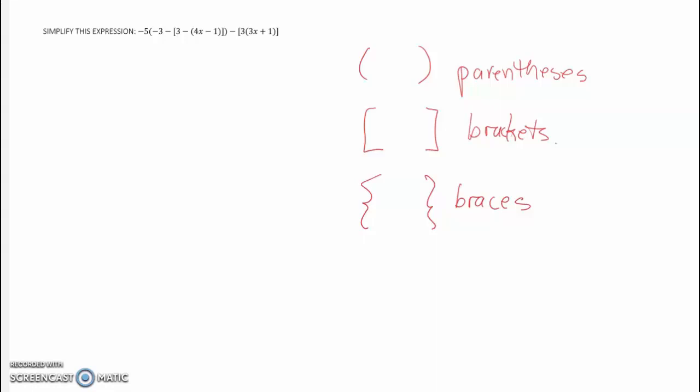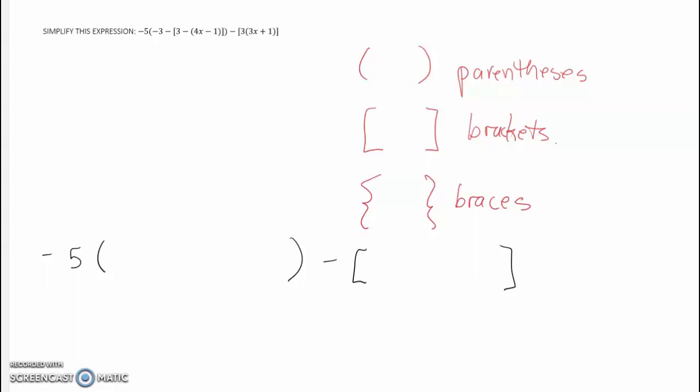So for example, I'm going to rewrite the problem nice and large. We have -5 on the outside of a set of parentheses. Notice where it begins and where that parentheses ends. Then we have a subtraction sign, and then we have a set of brackets, a beginning and an end. So I'm just looking for where it begins, where it ends.